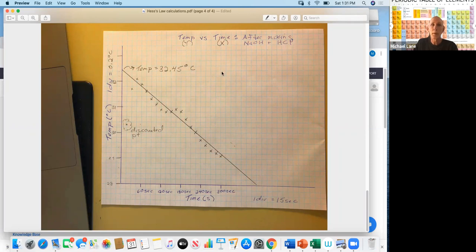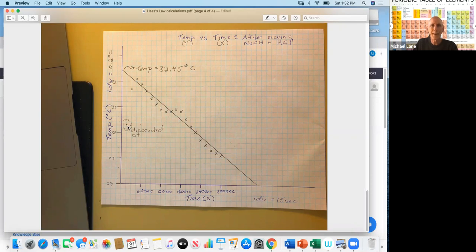You are going to prepare 3 of these graphs, one for each of the 3 different solutions that you conduct. On the y-axis, temperature in degrees Celsius, 1 division is 0.2 degrees centigrade. On the x-axis, time in seconds, 1 division is 15 seconds. And again, you can see how I've expanded the axes so that my graph takes up most of the page so I can see it. Each of the x's, of course, is one of the points on that previous data table.